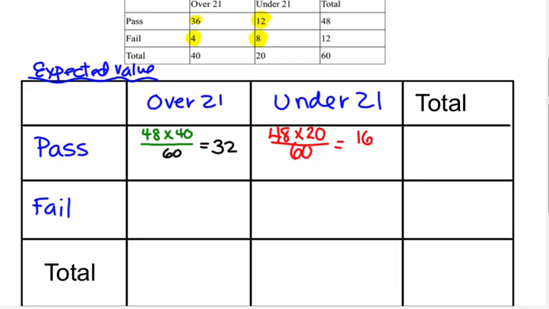Now we're heading down to this box. People are over 21 that failed the test the first time. So we're going to now go to our row total, which is 12, and our column total, which is 40. So 12 times 40 divided by the number of people, 60. So 12 times 40 divided by 60. And we get 8. Well, we ended up with 4. So we were a little low there. All right, and our last one.